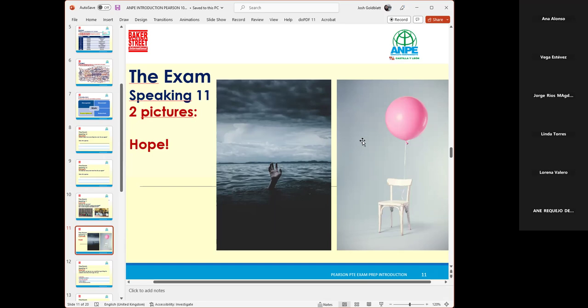Okay. Now the next. They're very good, Lorena, of course, because they're difficult pictures. And then finally, Jorge, are you there?